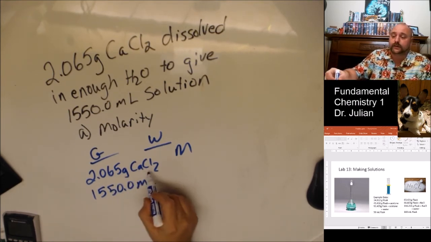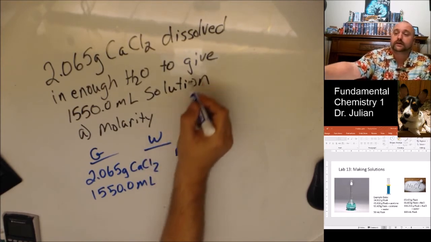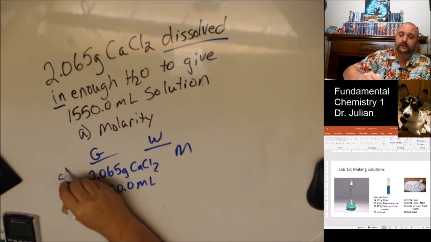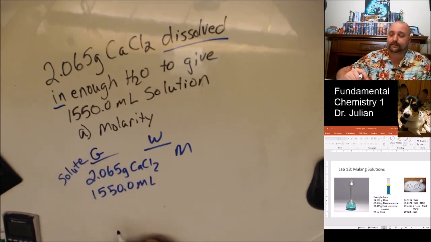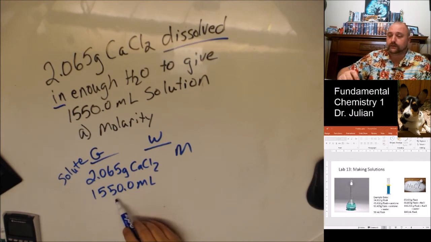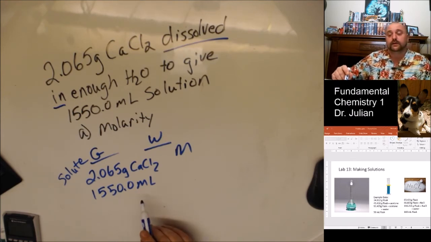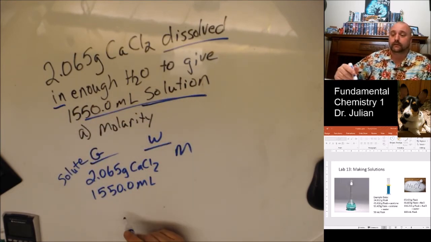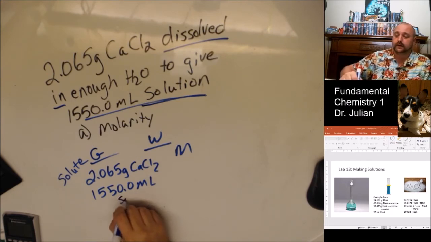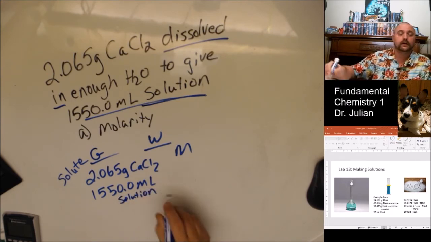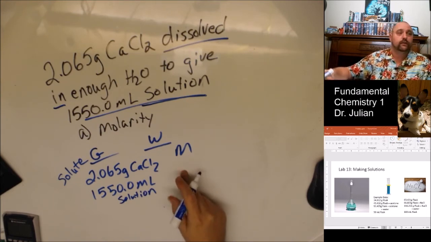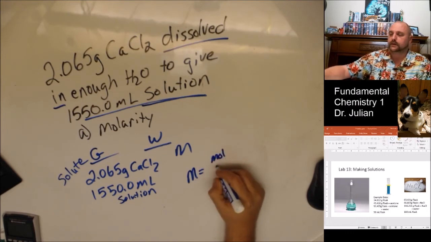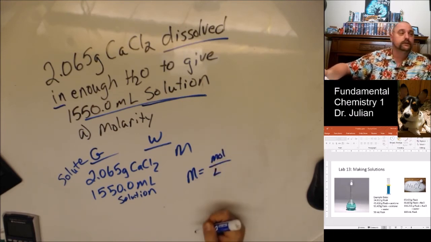So this grams of CaCl2, when I see this dissolved in, that's what's being dissolved. That's my solute. I'm going to go ahead and label it. And then this 1550.0, it's either solvent or it's total solution, and they told me it was solution. So they didn't tell me how much water we had. They just told me that this is my solution. So I'm ready then for molarity here. Capital M is moles of solute over liters of solution.